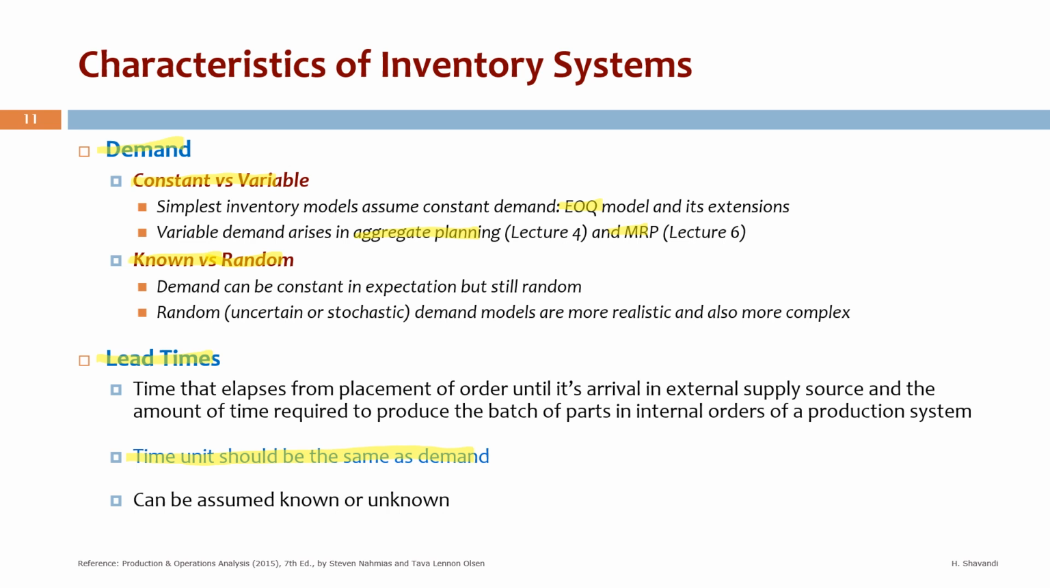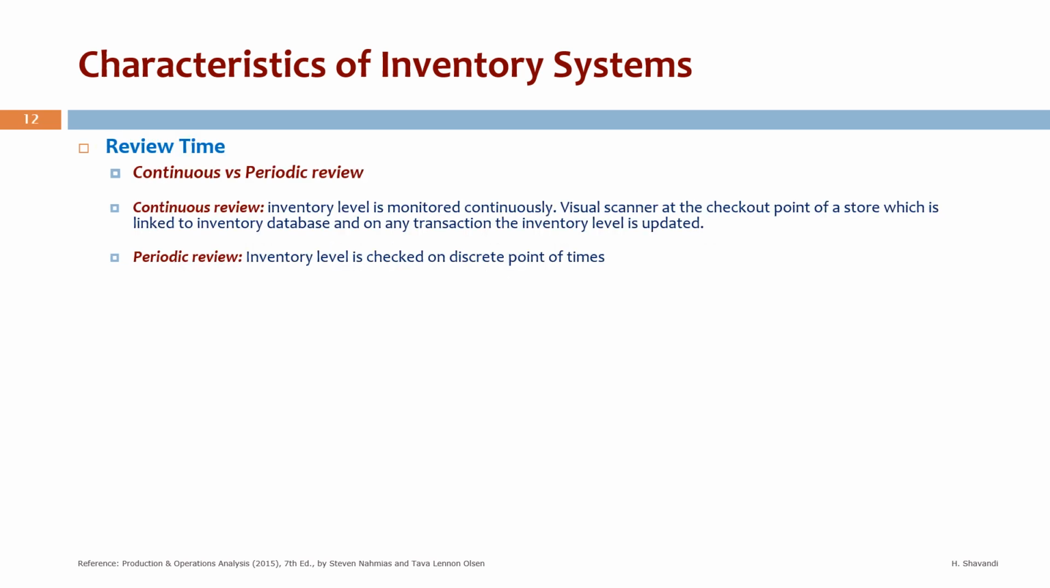And demand also can be known or unknown. Usually it's unknown. Usually it depends on many different parameters. So it could be considered as a random variable in the model, or it could be considered as a deterministic parameter. Okay. The review time: here we have the continuous versus periodic review.